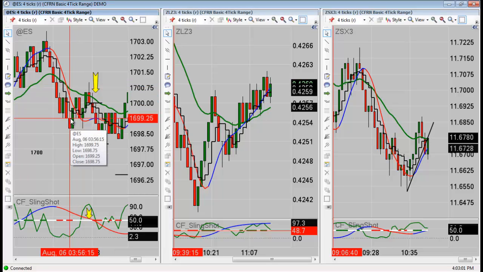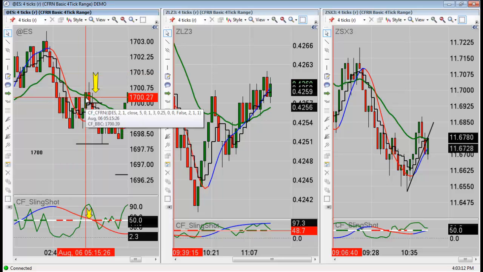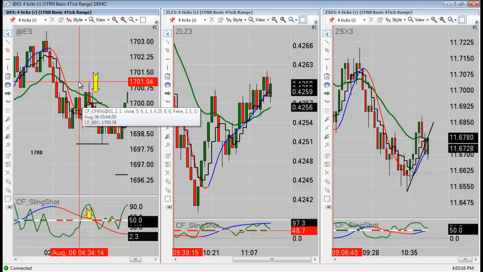Step number 3, we need price to pull back to the BBC. I want you to actually think of a literal slingshot, okay? Pulling it back, right? Now, once price comes back to touch the green line, as it did here, we need to check and see if we have bearish divergence.